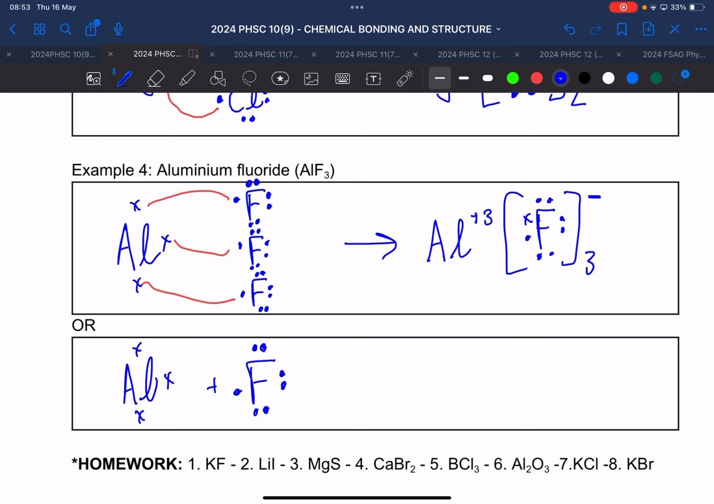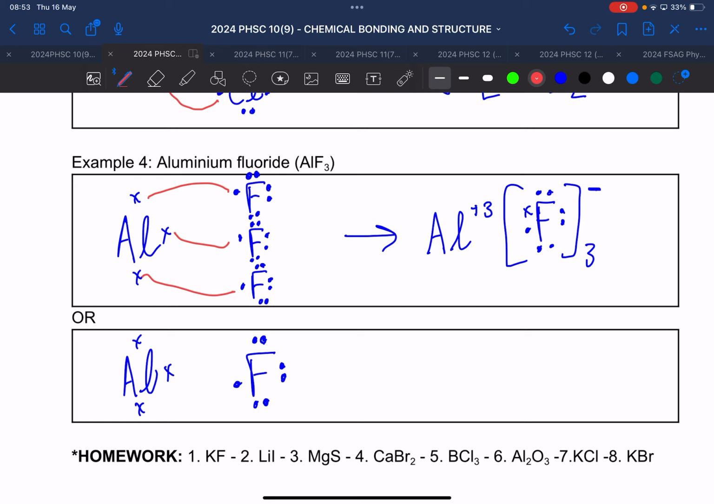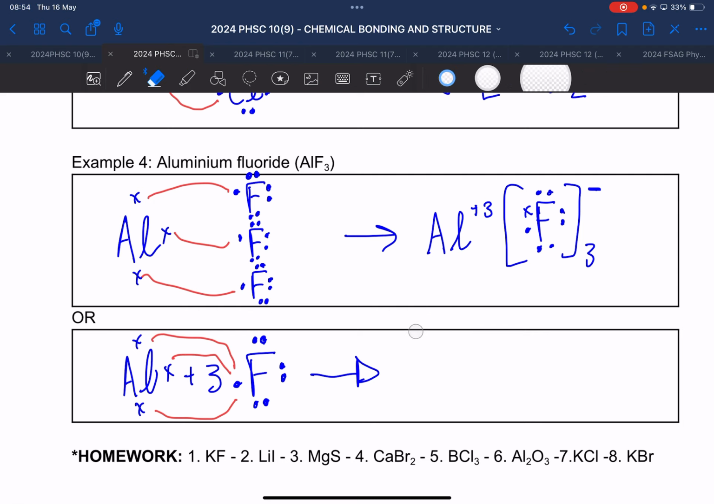Okay, and then we show, oh wait, I forgot something. So we plus 3 of our fluorine atoms, and then all 3 of the electrons go here. Then we have our arrow with just the same end product as in the previous one. Just let me draw it like this, not with the highlighter.